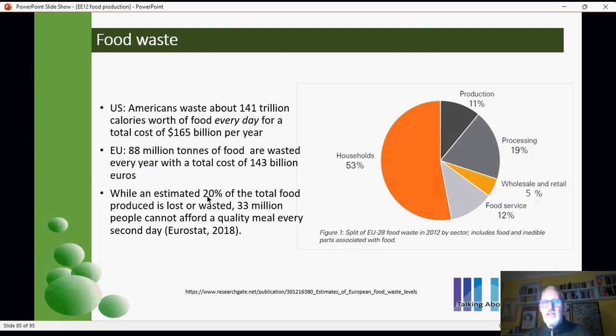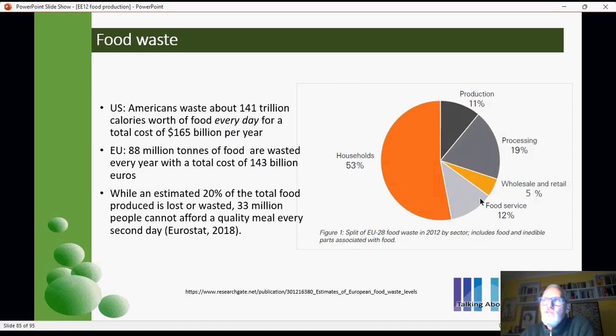In the EU, it's estimated that 88 million tons of food are wasted every year for a total cost of 143 billion euros, which is not too far away from the US numbers, to be honest with you. This is data from the European Commission, and approximately half is household waste in food.